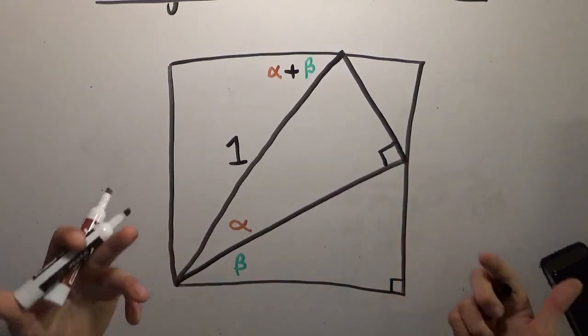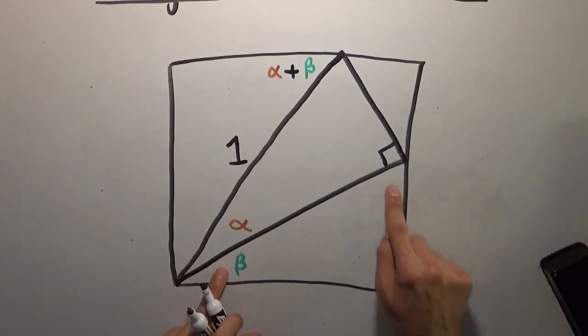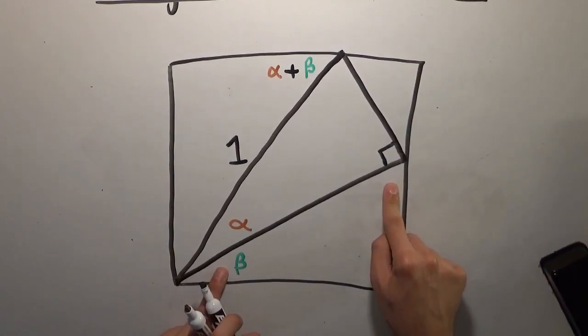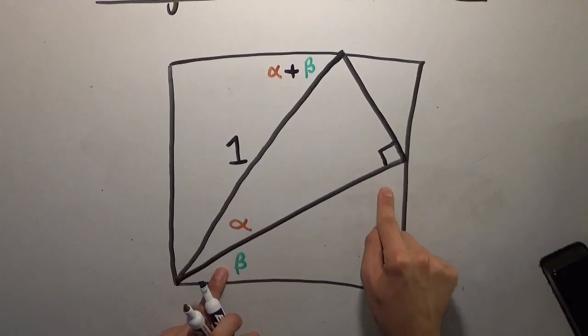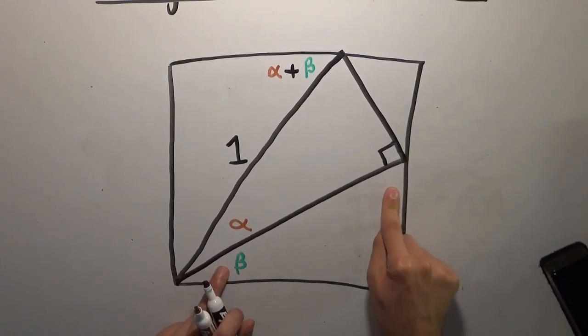Pi over 2 radians is the same as 90 degrees, so this angle and this angle must add up to pi over 2, which means this angle is pi over 2 minus beta, because pi over 2 minus beta plus beta gives pi over 2.